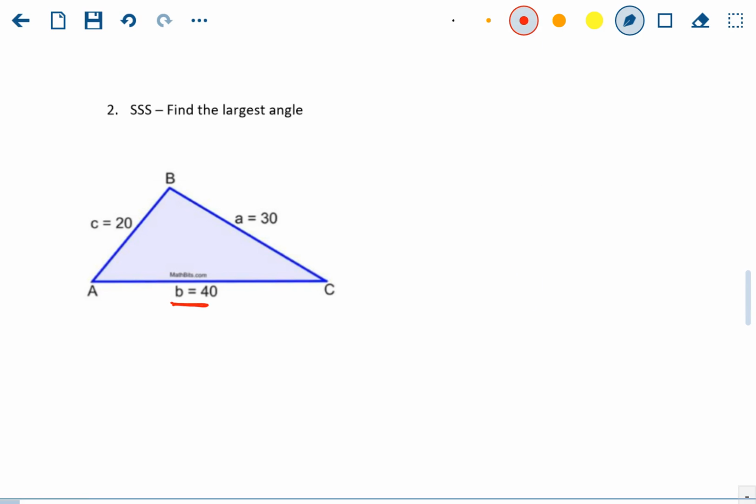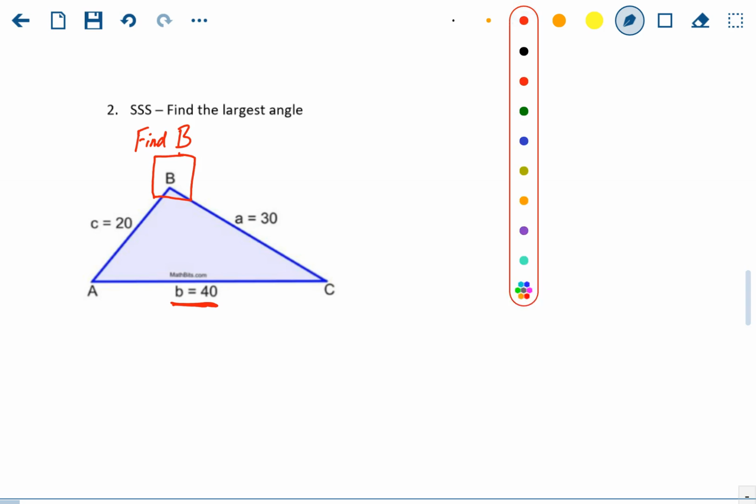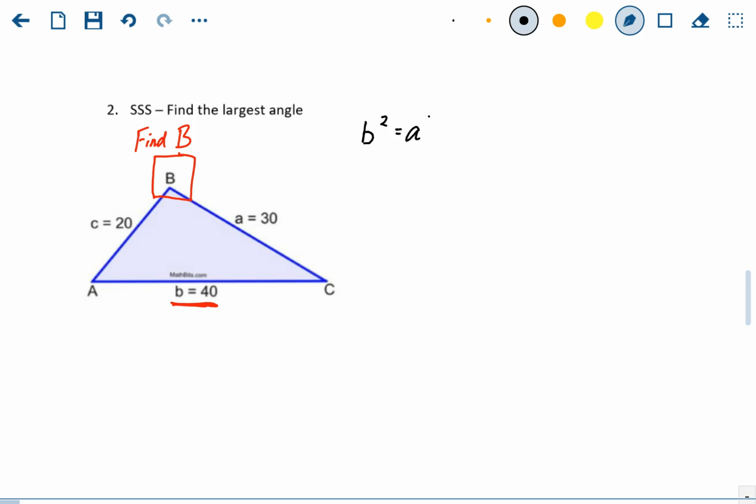The second example is side-side-side. It says find the largest angle. How do we know the largest angle? They're not labeled. Well, remember, the largest angle is always across from the longest side. Side B is the longest side, so angle B has to be the largest angle. So we're going to find angle B.